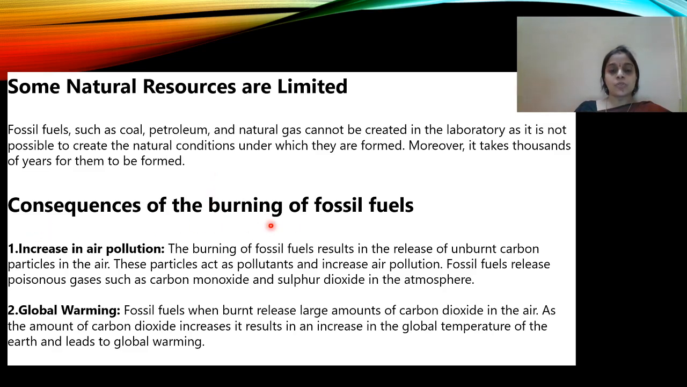Next, we'll deal with the consequences of burning fossil fuels. The first thing is increase in air pollution. The burning of fossil fuels results in the release of unburnt carbon particles. These particles are pollutants, which increase air pollution. Fossil fuels also release poisonous gases like carbon monoxide and sulfur dioxide into the atmosphere. The second thing is global warming. Fossil fuels, when burnt, release a large amount of carbon dioxide in the air, and as the amount of carbon dioxide increases, it results in an increase in global temperature, leading to global warming.